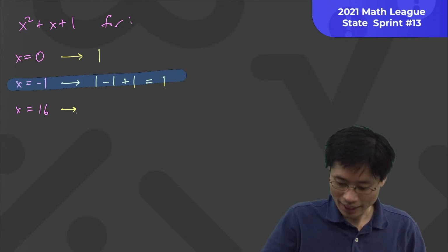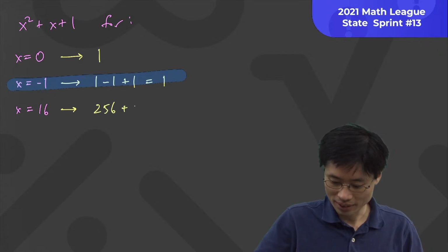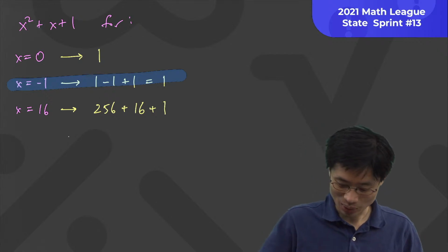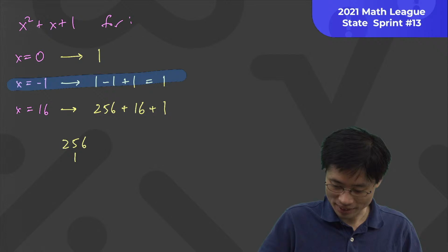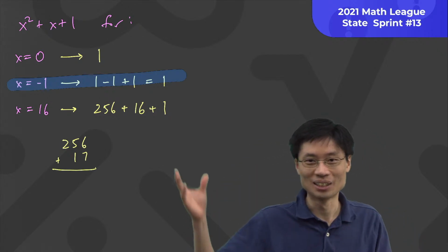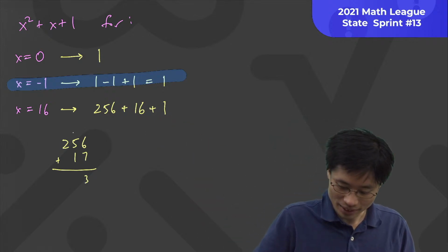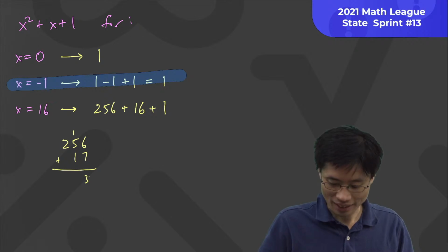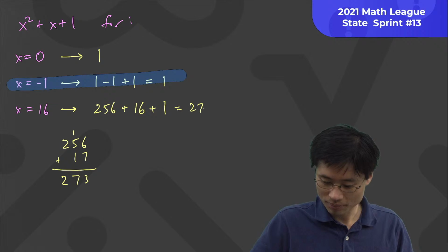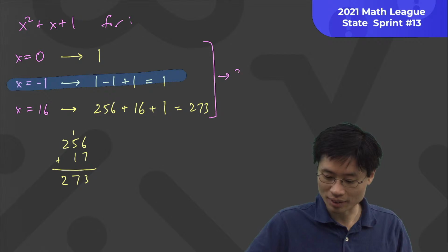The 16, that's 16 squared is 256, plus another 16, plus a 1. I guess I have to add it. Okay, 256 plus 17. I just somehow don't like writing stacks of 3 things adding together, so if I can just add 16 and 1 easily, I'll do that. 6 and 7 is 13. 5 plus 2 is 7. 273. So that means my sum of all the possible values here is 274.